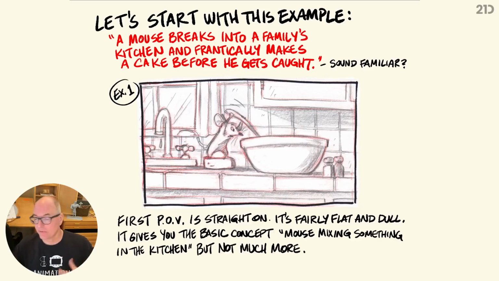So here's another example, and I've chosen something that is, yes, you could say very much like Ratatouille, but it's a mouse that breaks into a family's kitchen and frantically makes a cake before he gets caught. So, okay, yeah, mouse in a kitchen cooking, or in this case, baking. So here's like a first point of view. This could be an establishing shot if we were wider, where there was more information in the frame. We're farther out, we'd see more of the kitchen. But we could be at this eye level. See how we're not really seeing inside of the bowl? We're not seeing much of the countertop here.